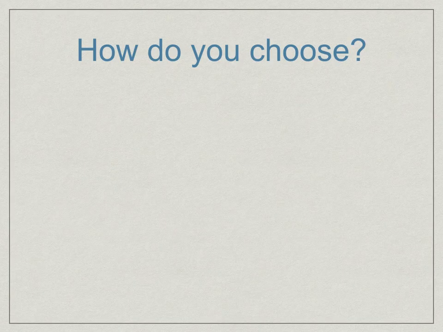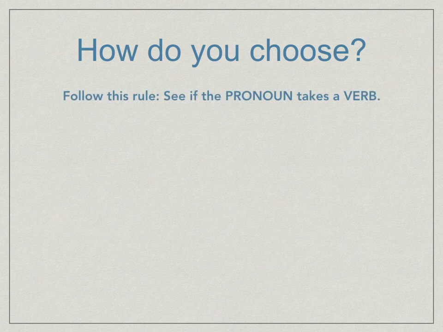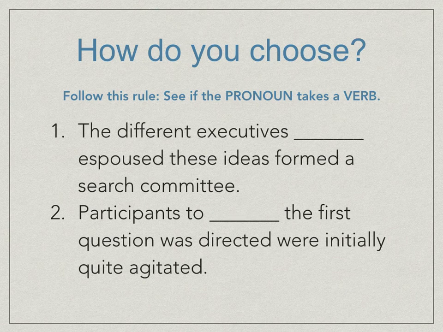So there are a couple ways that you can choose. One, again, just look for verbs. So we're returning here back to our two sentences. The different executives, well, did the different executives do something? Actually, yes, because in the rest of the sentence, they formed a search committee, but in the phrase we need to link up, they espoused or promoted something. So who espoused would probably make sense.